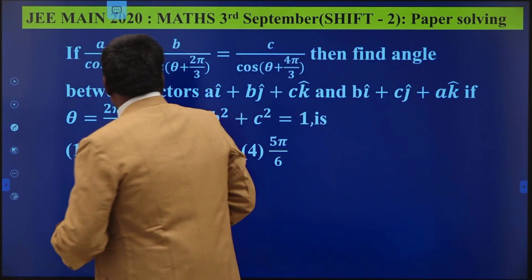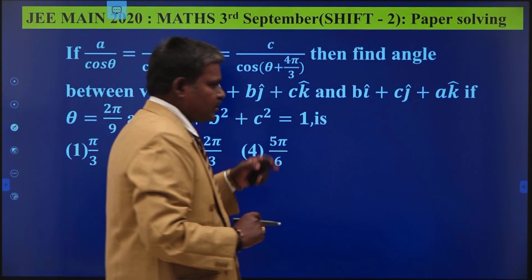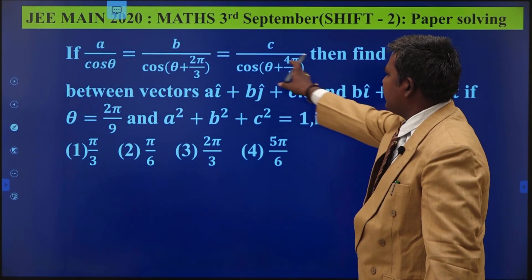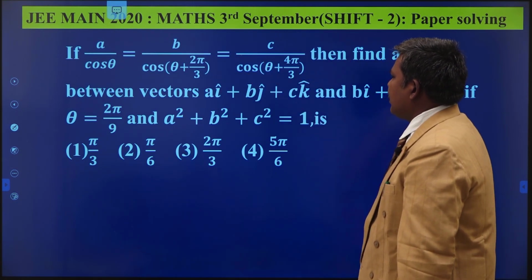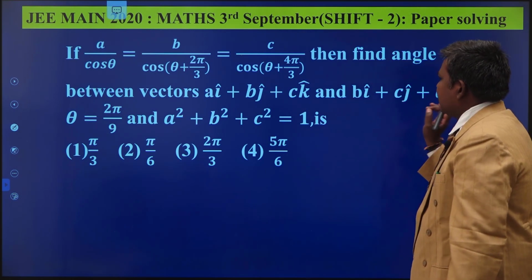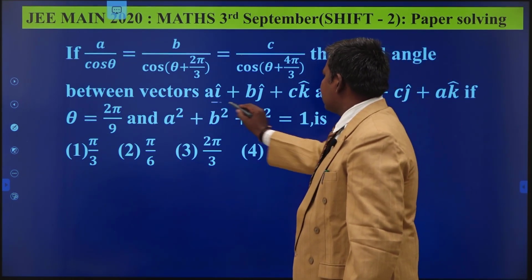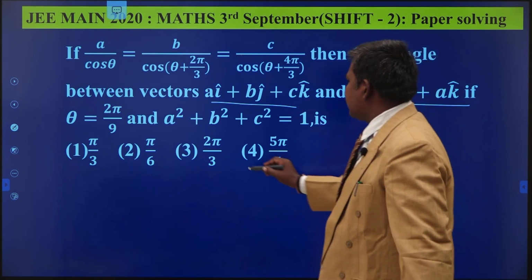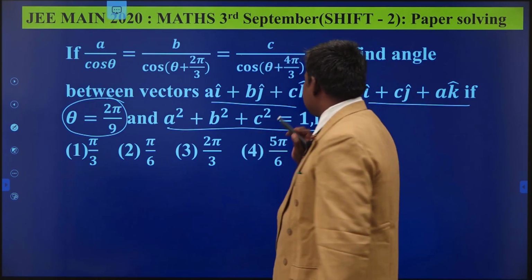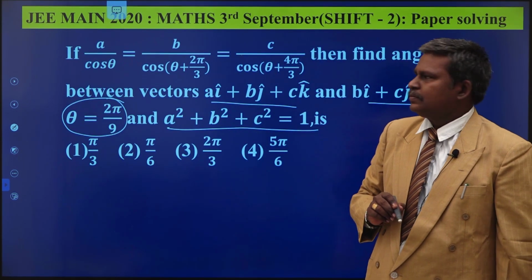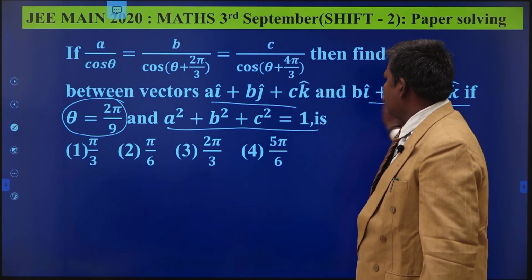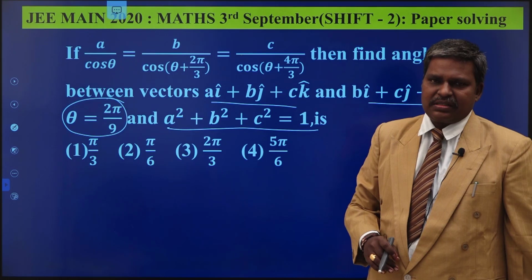See, this is a question related to vectors, and one trigonometric concept is involved in this problem. This is given to you: A by cos theta equal to B by cos (theta plus 2 pi by 3) equal to C by cos (theta plus 4 pi by 3). Then find the angle between these two vectors. Moreover, the condition is given to you: sum theta is equal to 2 pi by 9 and a square plus b square plus c square is equal to 1. From this condition and with the help of this one also, you have to find out the angle between the two vectors.